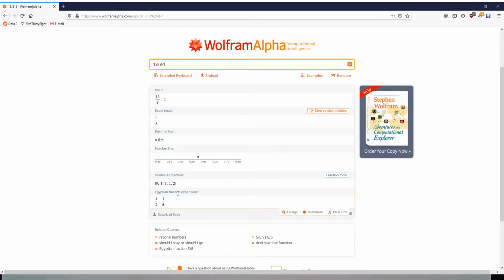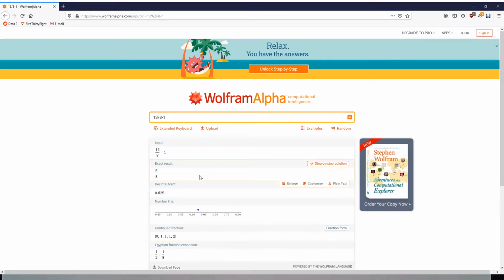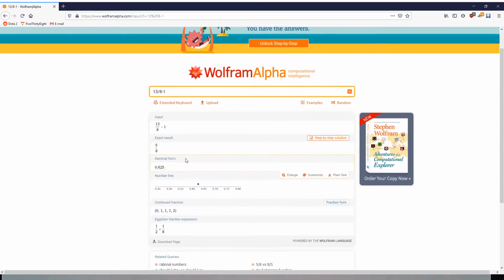The Egyptian fraction expansion, I literally don't even know what that means, but I kind of want to Google that later. I think I might Google that later tonight just so I can find out what that means. I'm kind of interested now.